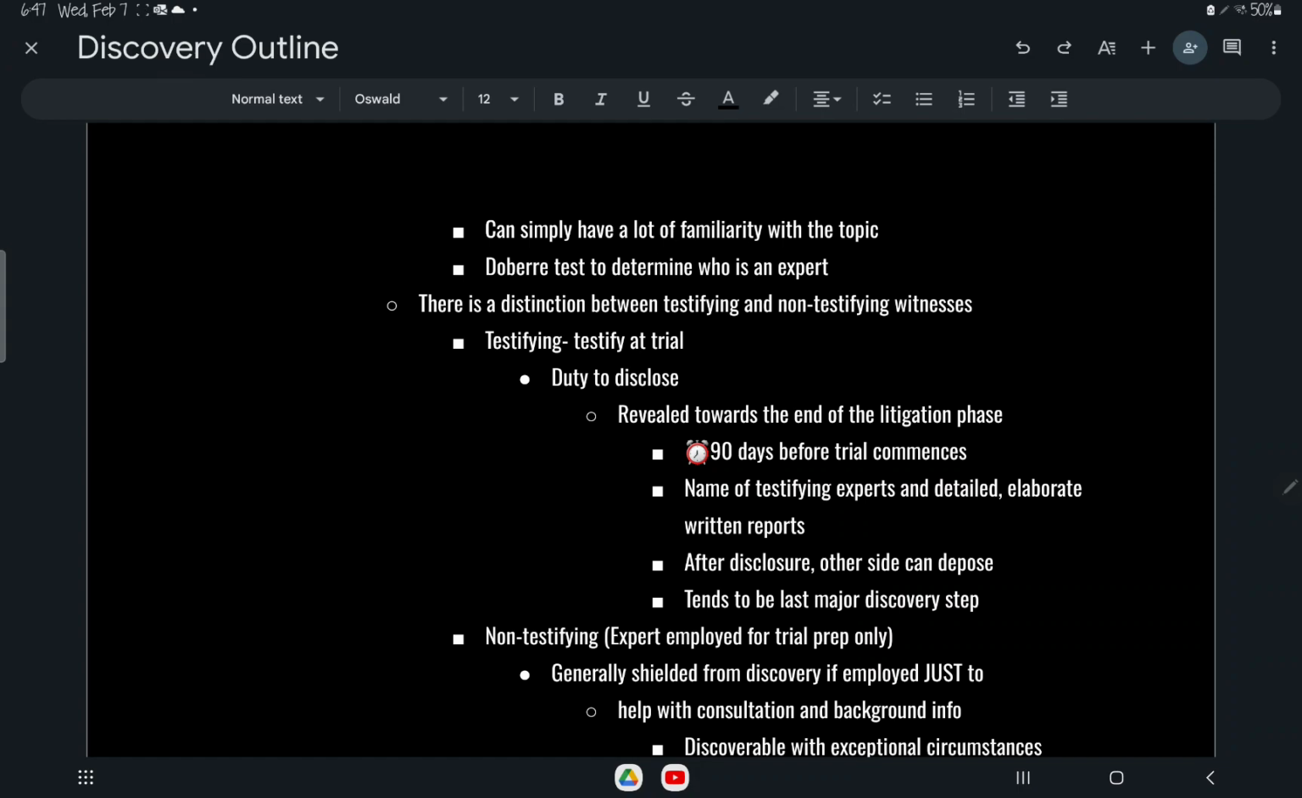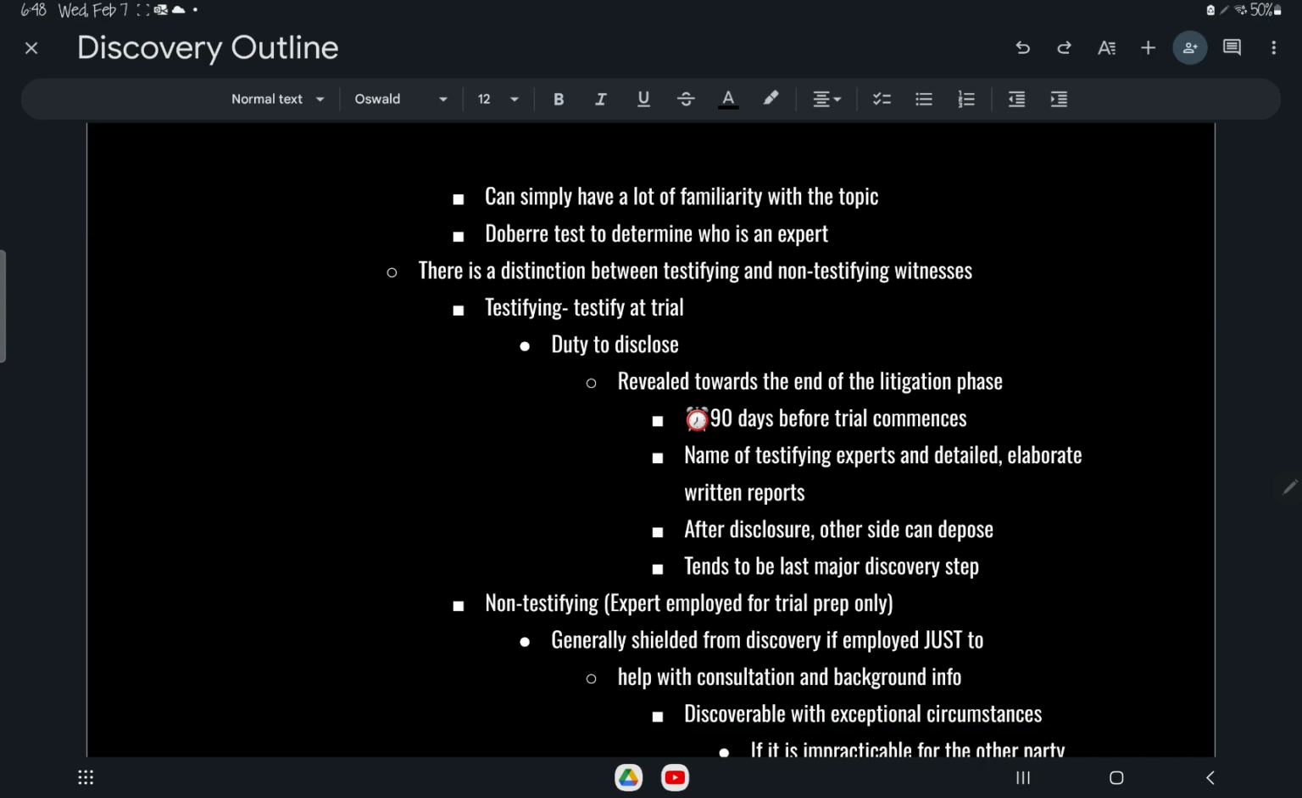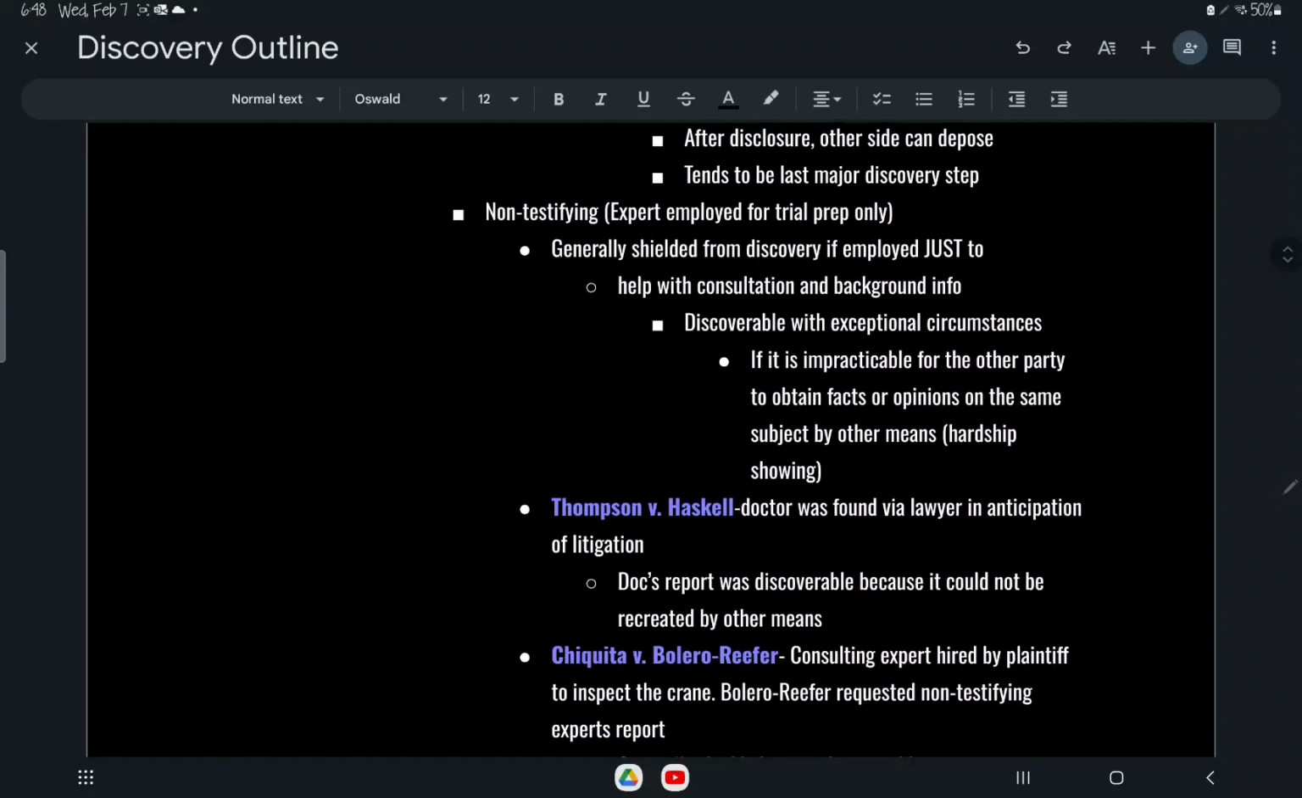There is a distinction between testifying and non-testifying witnesses. Testifying experts testify at trial. There is a duty to disclose who the testifying expert witness is in discovery. This is revealed towards the end of the litigation phase, 90 days before the trial commences. The name of testifying experts and their elaborate written reports are disclosed. After disclosure, the other side can depose. This tends to be the last major discovery step.